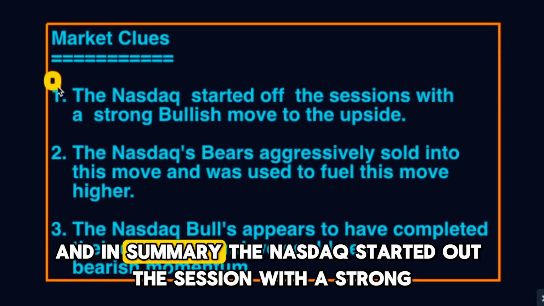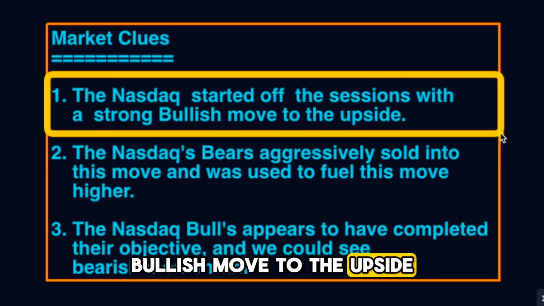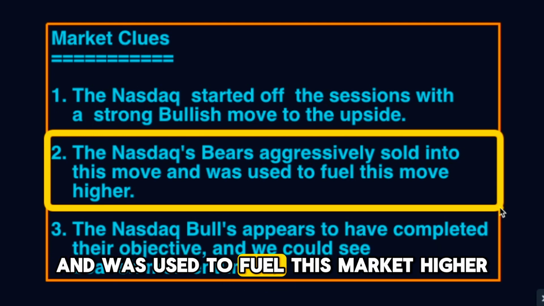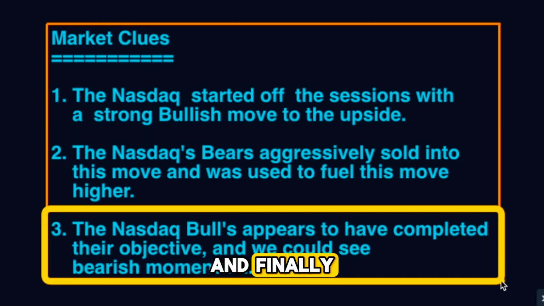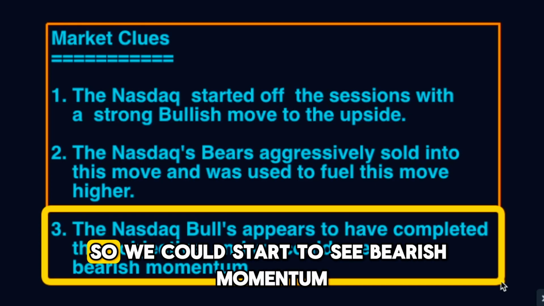And in summary, the Nasdaq started out the session with a strong bullish move to the upside. Nasdaq bears aggressively sold into this move and was used to fuel this market higher. And finally, the Nasdaq bulls appeared to have completed their objective, so we could start to see bearish momentum.